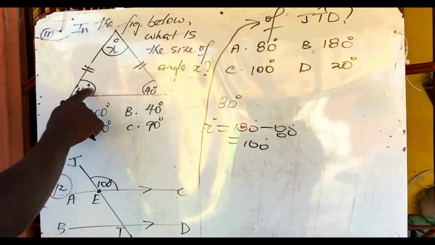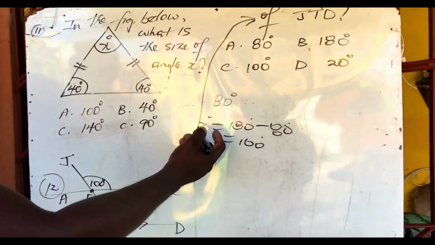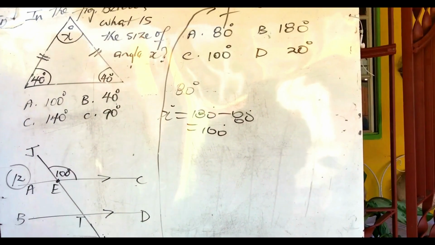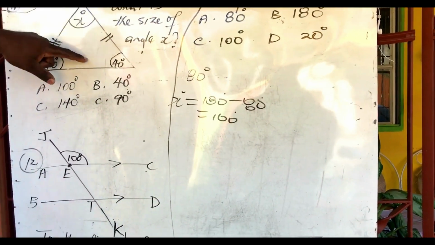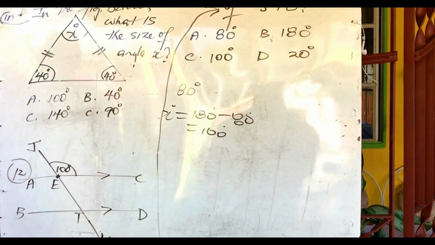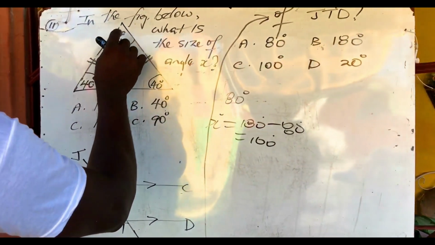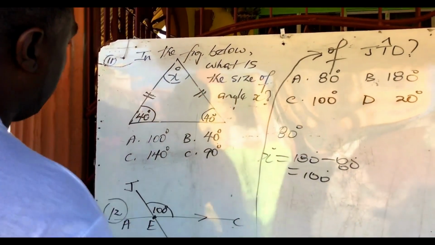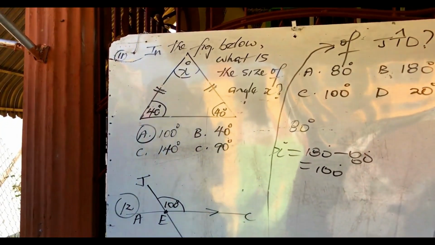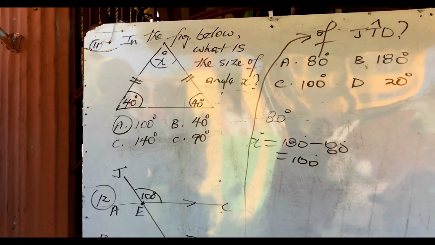So if you add 40 and 40 and get 80, you don't necessarily have to write out an equation, because if you know that 180 degrees is the sum of the interior angles of a triangle, by now you should know that when I take 80 from 180, we're going to get 100 degrees. So you circle A, which is 100 degrees.